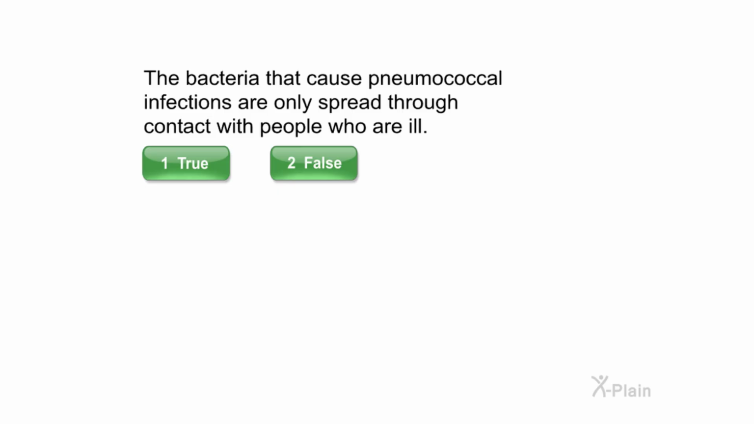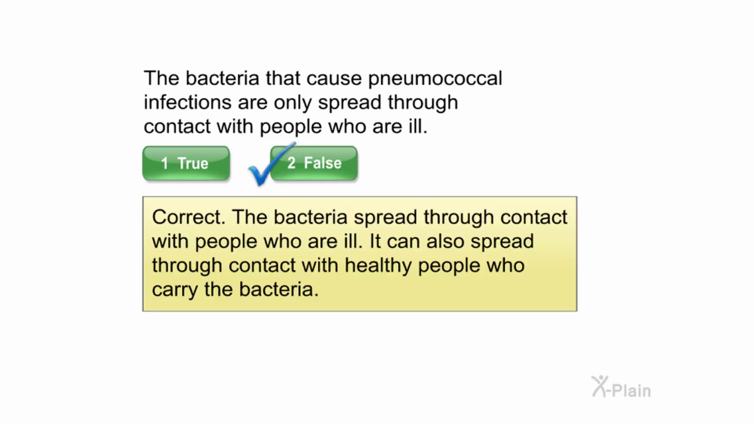The bacteria that cause pneumococcal infections are only spread through contact with people who are ill. Select true or false. Correct. The bacteria spread through contact with people who are ill. It can also spread through contact with healthy people who carry the bacteria.